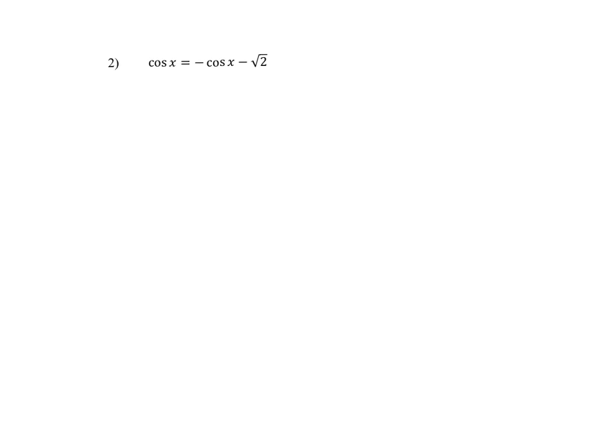Number 2, cosine of x equals negative cosine of x minus root 2. First, isolate the trig function. Do that by adding cosine of x to both sides. You'll get 2 cosine of x equals negative root 2. Now divide both sides by 2. The trig function is isolated. We have cosine of x equals negative root 2 over 2.